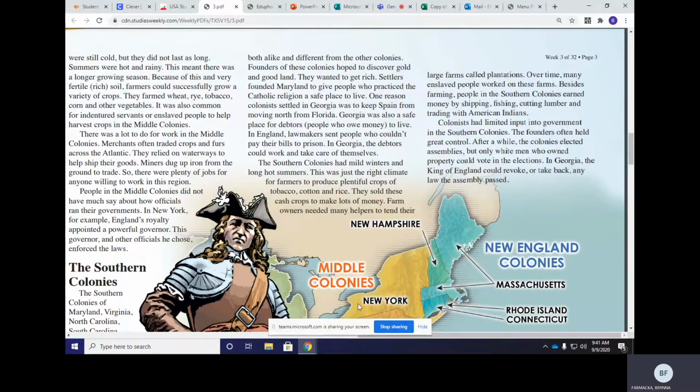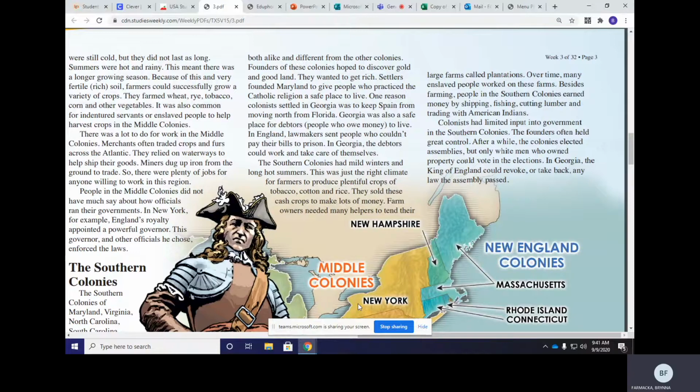The southern colonies had mild winters and long hot summers. This was just the right climate for farmers to produce plentiful crops of tobacco, cotton, and rice. They sold these cash crops to make lots of money. Farm owners needed many helpers to tend their large farms called plantations. Over time, many enslaved people worked on these farms.